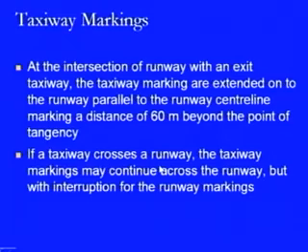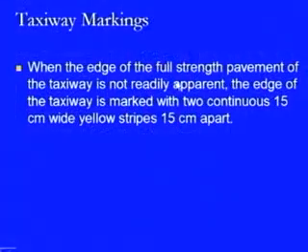If a taxiway crosses the runway, the taxiway markings may continue across the runway, but with interruption for the runway markings. So, the runway markings should remain clearly visible, and there should not be any vagueness in understanding those markings with respect to the crossing markings being provided for taxiways. When the edge of full strength pavement of the taxiway is not readily apparent, the edge of the taxiway is marked with two continuous 15 centimeter wide yellow strips, which are 15 centimeters apart.